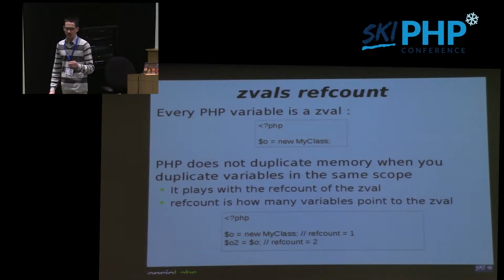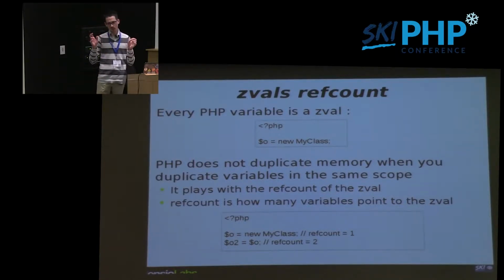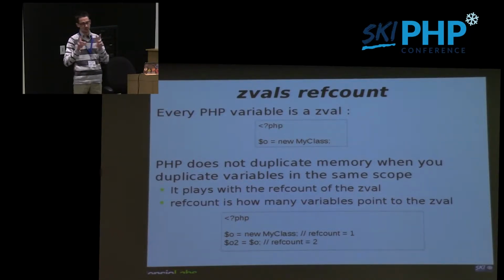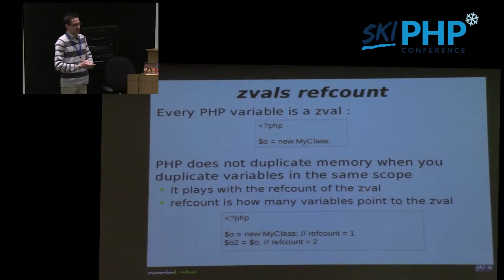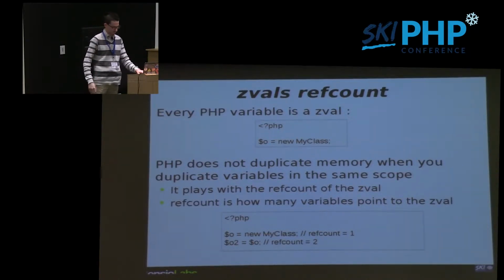So every PHP variable is a zval internally, and when you have several variables pointing to the same object, to the same part of memory, PHP just increments the ref count. So in this example, you have created one object and you have actually two PHP variables pointing to the same object. So yes, the object is not duplicated in memory. You can have many variables pointing to the same object or to the same long or array or whatever you want. PHP does not duplicate the memory containers.